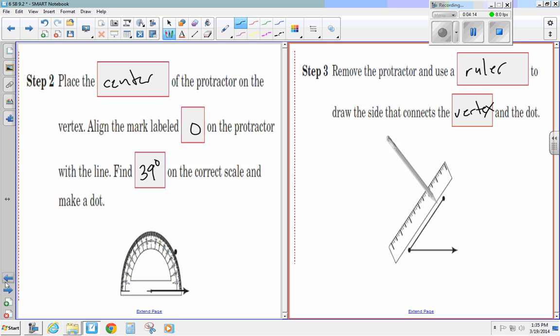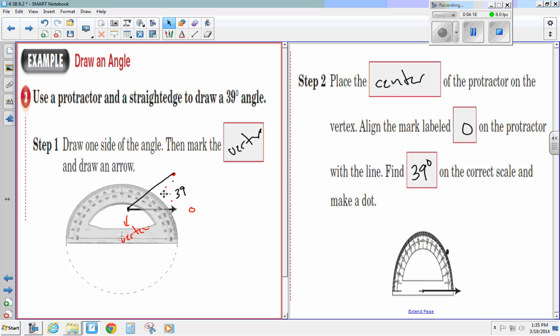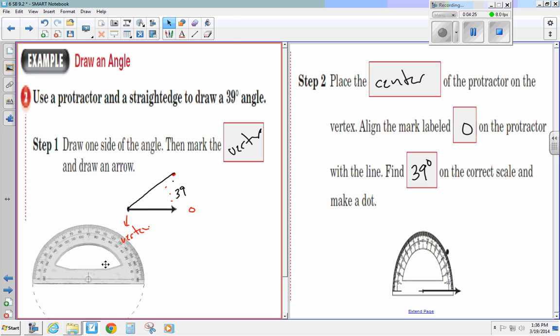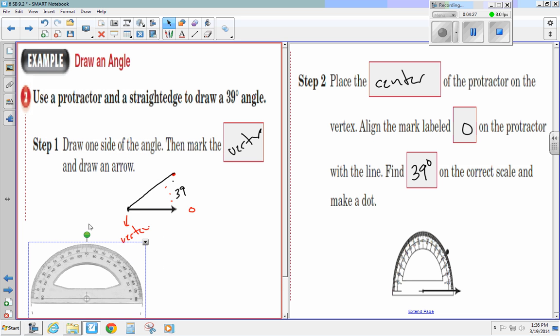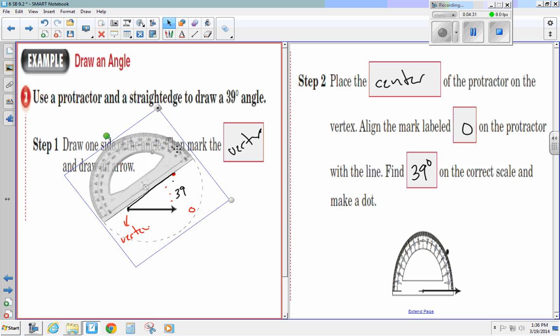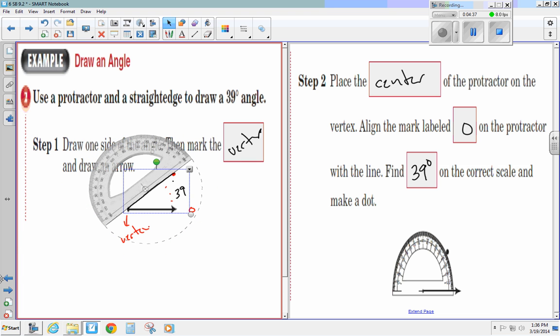It's basically the exact process I did here. I took the protractor, I lined it up with the vertex. The arrow is at 0. I count up to 39, I make a dot. I get rid of the protractor, or I turn it a little bit and use it as a straight edge. That is how you go about making an angle.